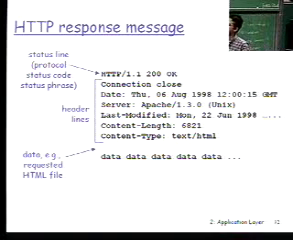And then there are other header lines: the current date, the server version, last modified, which is useful for caching purposes, which tells you when this object was last modified, the size of the object, the type of the object, and then the data.